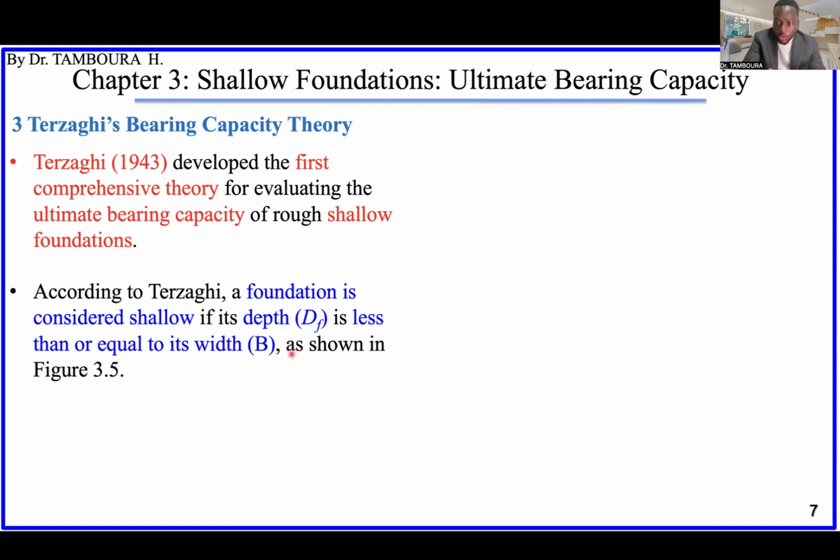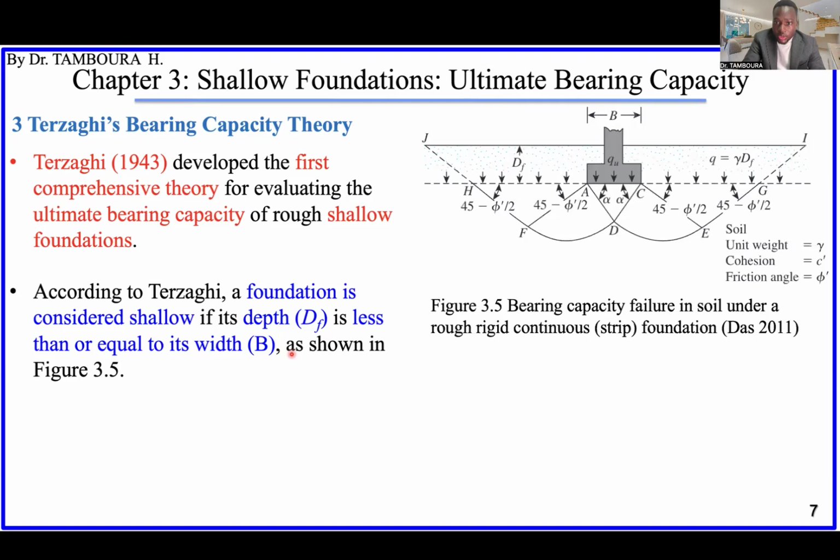According to Terzaghi's theory, as we can see in the illustration in this figure, we have B here and DF here. So according to his definition, DF is less than or equal to B. It cannot be more than B. We will come back to the details of this figure later.